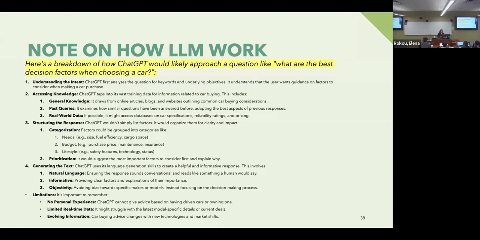Then it will categorize the factors that you ask for in different groups based on what appears in all the data sets that it has available. That's the process that it follows to give you the answer that you asked for. And then, of course, the minimal part, so minimal, though it took forever to make it do it, is generating the text that you actually see, which we don't care that much about.